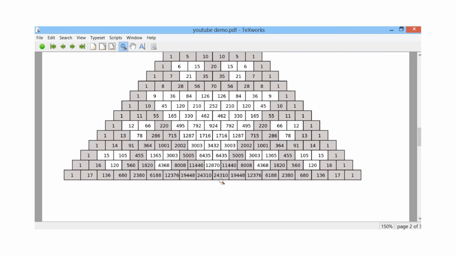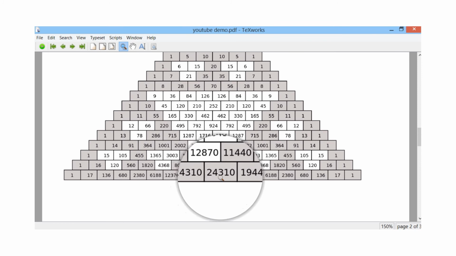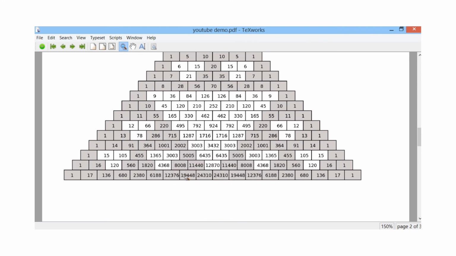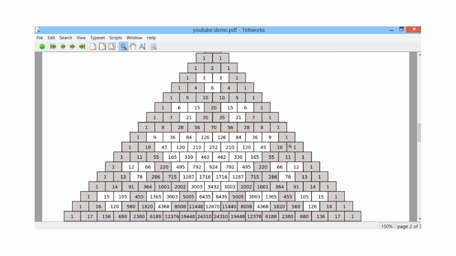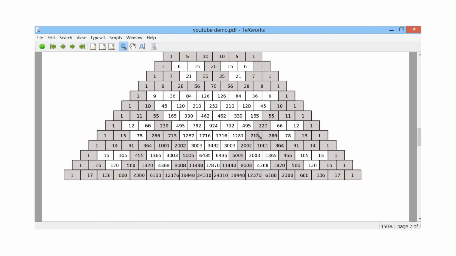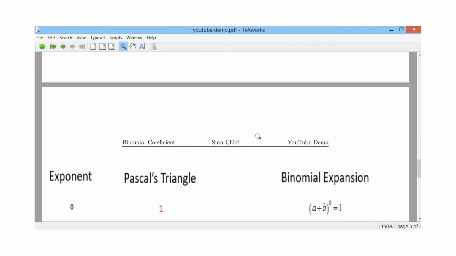Here you've got some really big numbers down in the middle, 24,310. As you can see, the pattern: when you get to the 24,310 at the bottom, it then starts to go outwards and repeat. So 19,448 each side, 12,376 each side, 6,188 each side, and so on. And it can be the same for every single one. So here you've got 70, 56 and 56, 28 and 28, 8 and 8, and 1 and 1. That's the same for all of them. So good to have a look at that one.